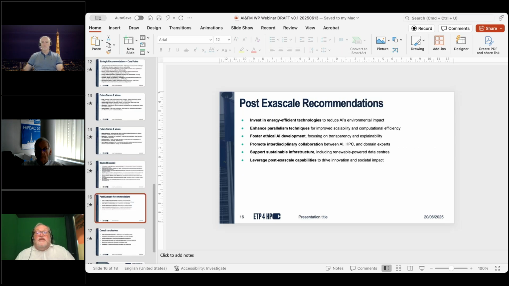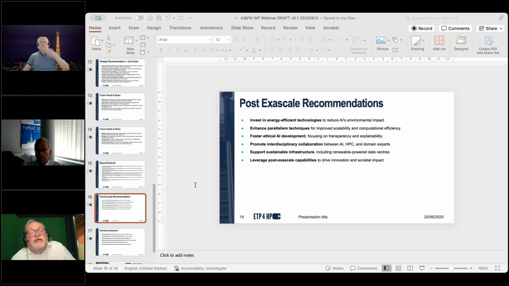In terms of post-exascale recommendations, let's look beyond 2030. Our technology roadmap calls for renewable power data centers, collaboration at the convergence of AI, HPC, and quantum, transparency by design in AI, and democratized access to foundational models for researchers, industry, and the public sector.